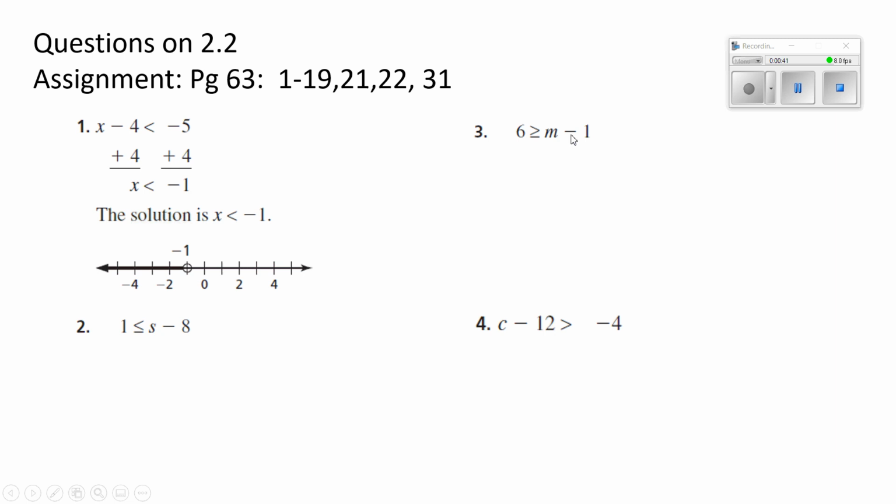Number 3 requires me to add 1 to both sides. This is 6 plus 1, it gives me 7. So 7 is going to be bigger than or equal to m. Since it can be equal to it, I'm going to make a dot instead of a circle. Since the 7 is bigger than m, that means that m is smaller than 7. So I have 7 here. I'll point to all the numbers that are smaller than 7.